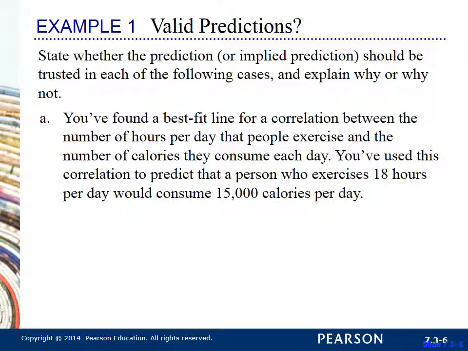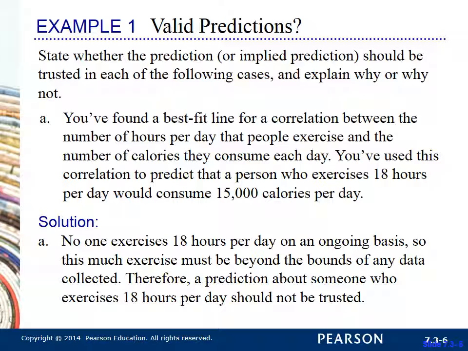You found a best fit line for a correlation between the number of hours per day that people exercise and the number of calories they consume each day. All right, that should be a fairly strong positive correlation. You use this correlation to predict that a person who exercises 18 hours a day would consume 15,000 calories. Problem: nobody exercises 18 hours a day on an ongoing basis, so this much exercise would be beyond the bounds of the data collected. So this could not be trusted. It's way beyond the bounds of what people exercise.